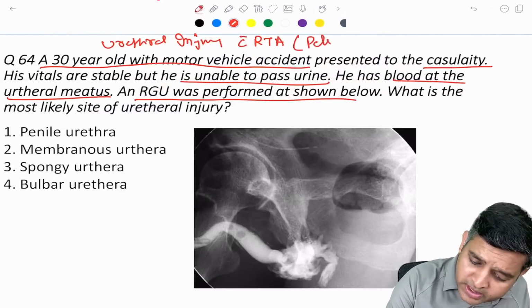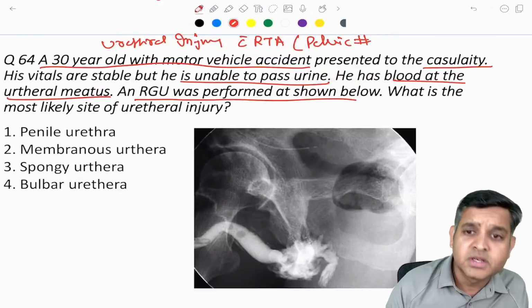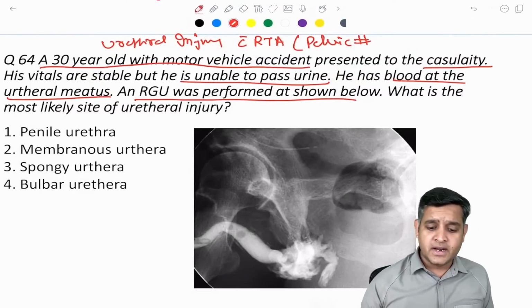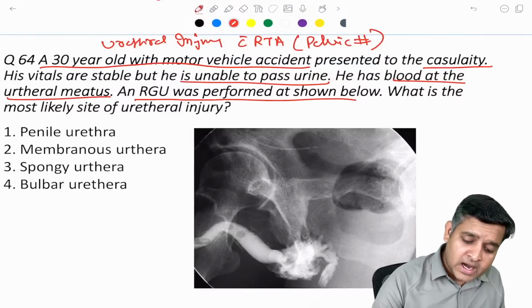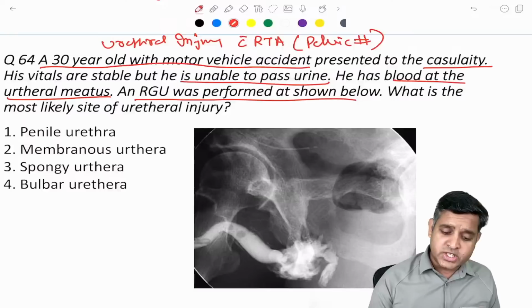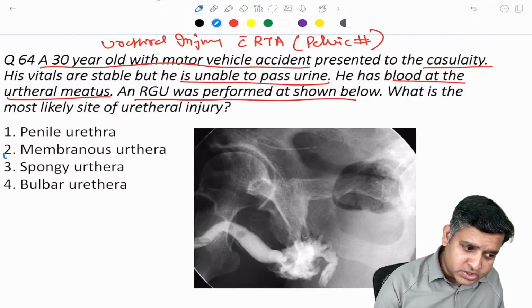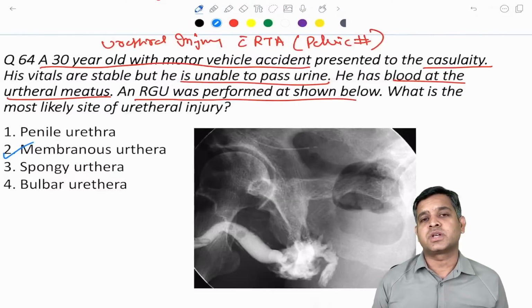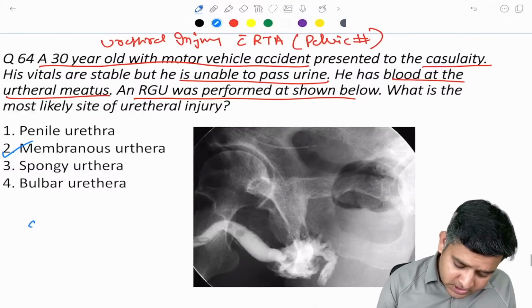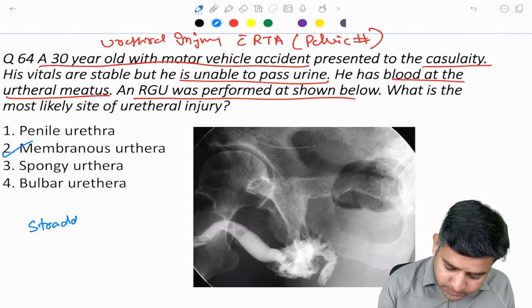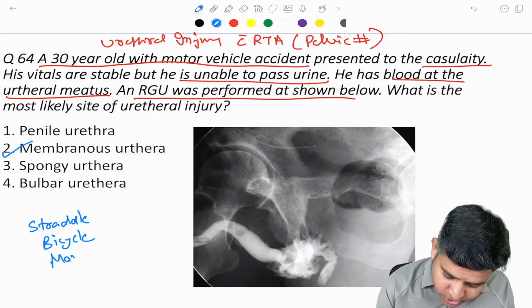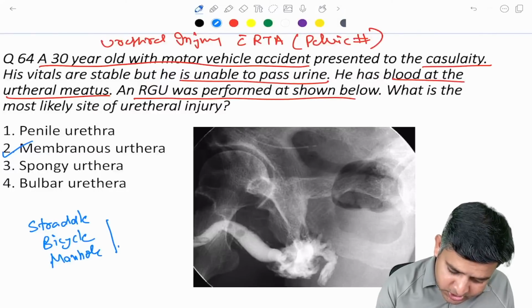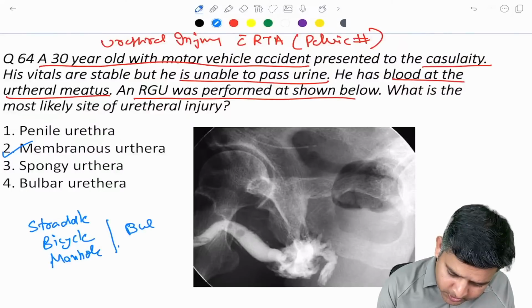RTA is associated with pelvic fracture. This image is not showing the pelvic fracture very well, but in the exam, pelvic fractures were very clearly seen. If the RTA is associated with the pelvic fracture, the part of the urethra that will be injured will always be membranous urethra. However, if it's a straddle injury, bicycle injury, manhole injury, then the part of the urethra injured will be bulbar urethra.